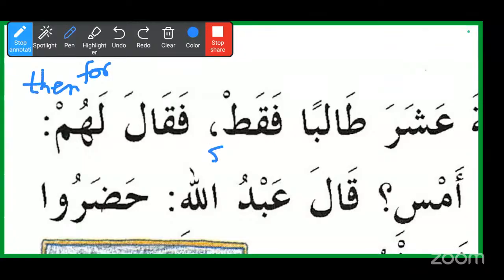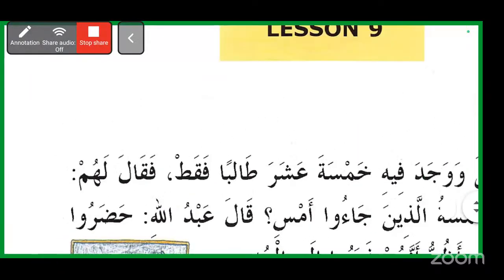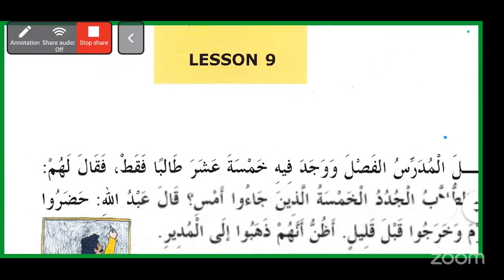Faqala means so he said. But here the word lahum will not be translated as for them. It would be translated to them. We have learned that the particles are flexible. And he told them, or he said to them.